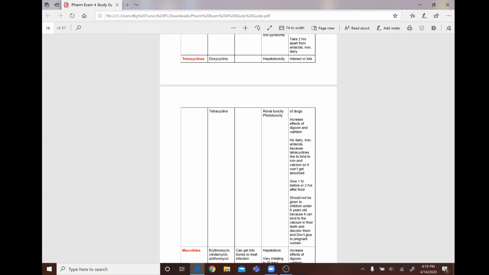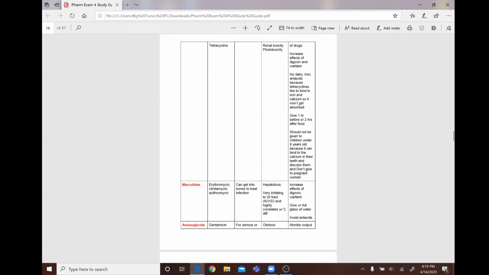So, there are certain types of people who should not get tetracyclines. Who do you think they would be? Pregnant women, and children under 8 because they could get discolored teeth. What types of drugs or food should not be taken with tetracyclines? Don't take them with digoxin or warfarin because they increase the effects, and don't have dairy, iron, and acids as well.